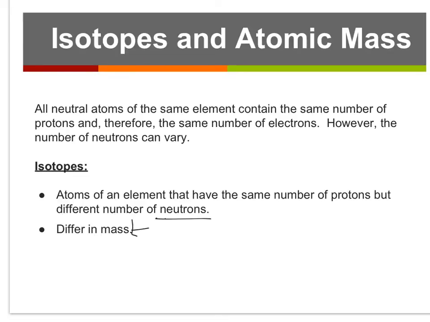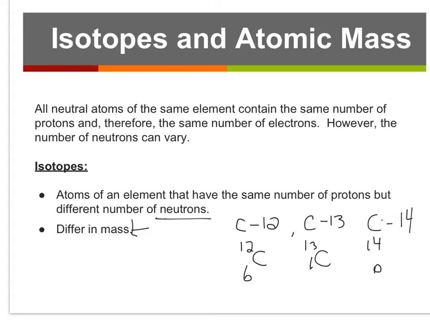So an example is carbon. Carbon has 3 isotopes. There's carbon-12, which has 12 neutrons. So if we were writing out its notation, it would be 6 and 12. It also has carbon-13, which would be 13 and 6, and carbon-14, which would be 14 and 6. So these are 3 different isotopes of carbon.